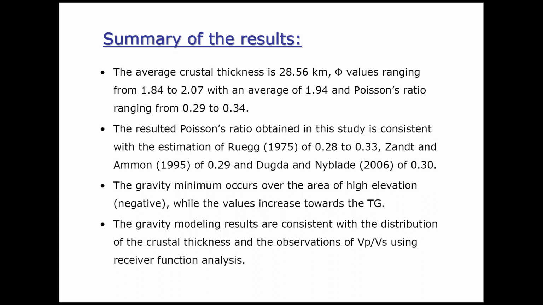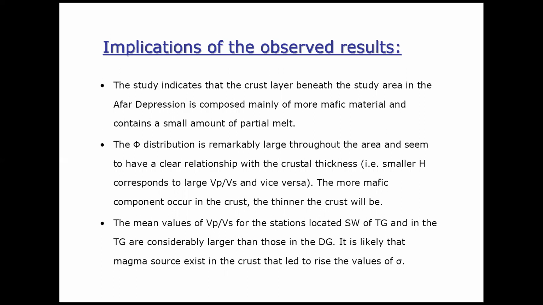The gravity minimum occurs over the area of higher elevation, with negative values, while the value increases toward the Tindahu Graben. The gravity modeling results are consistent with the distribution of crustal thickness and the observation of VP over VS using receiver function analysis. The study indicates that the crust beneath the study area in the Afar Depression is composed mainly of more mafic material and contains a small amount of partial melt.